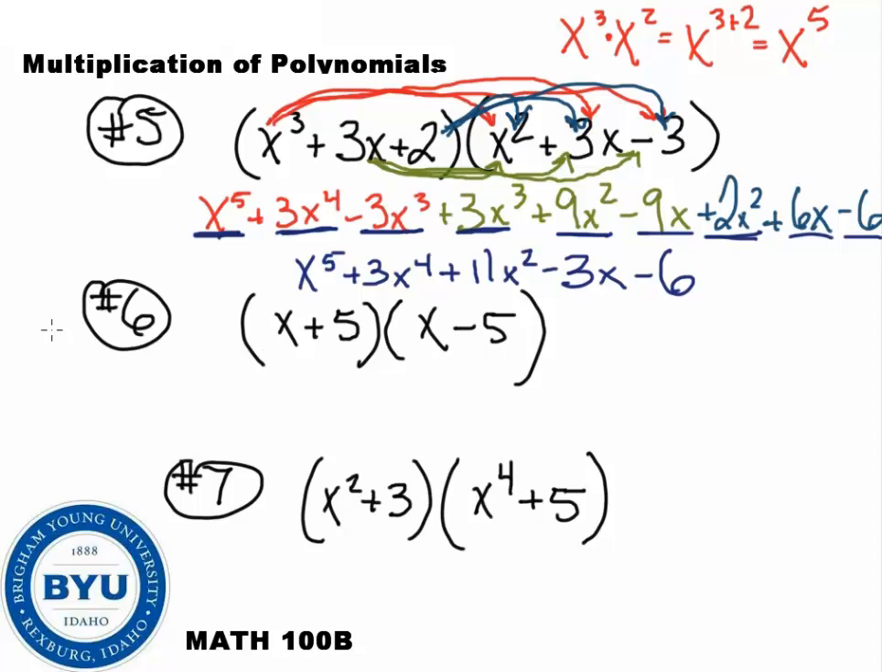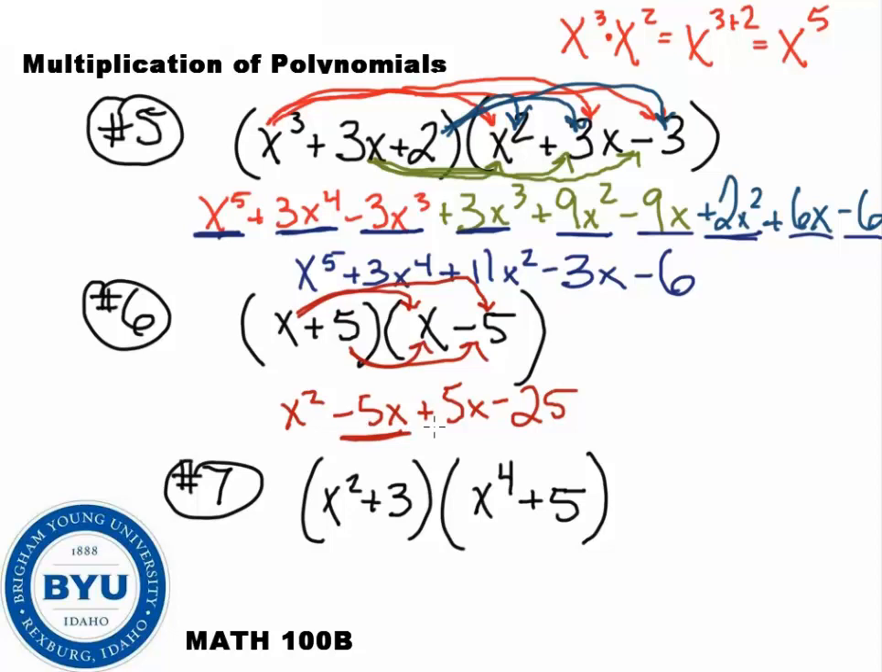Okay, this one here. This one was pretty easy, just to kind of make you feel better after that hard one. We take x times x, and I get x squared. x times negative 5, which is negative 5x. 5 times x, which is positive 5x. And 5 times a negative 5, which is negative 25. Notice here we have a negative 5x plus 5x. Those cancel out.